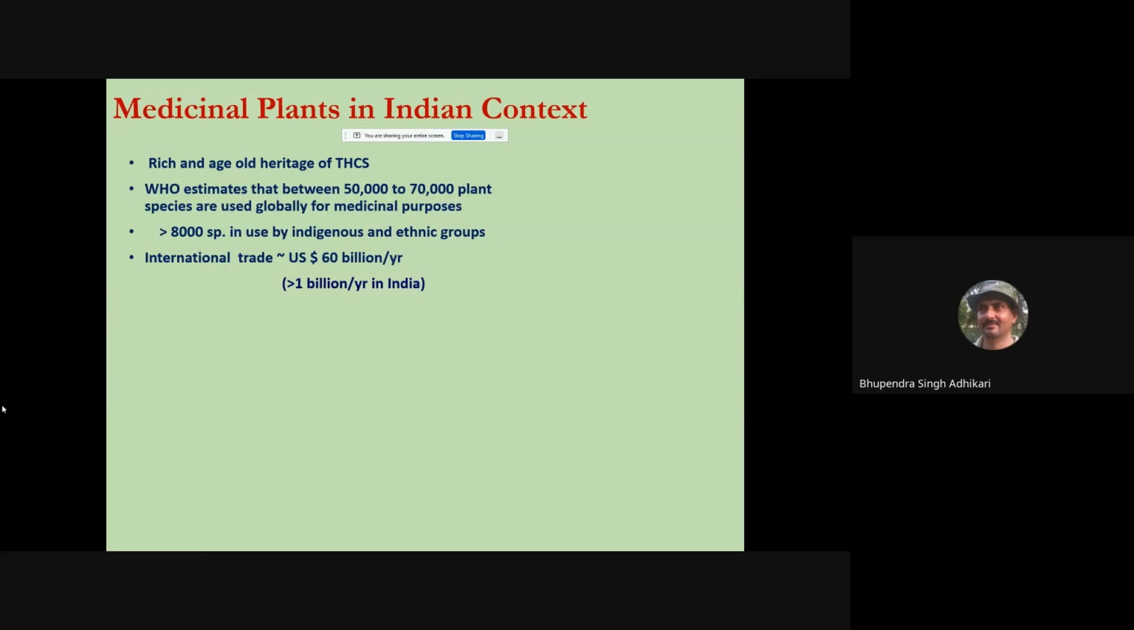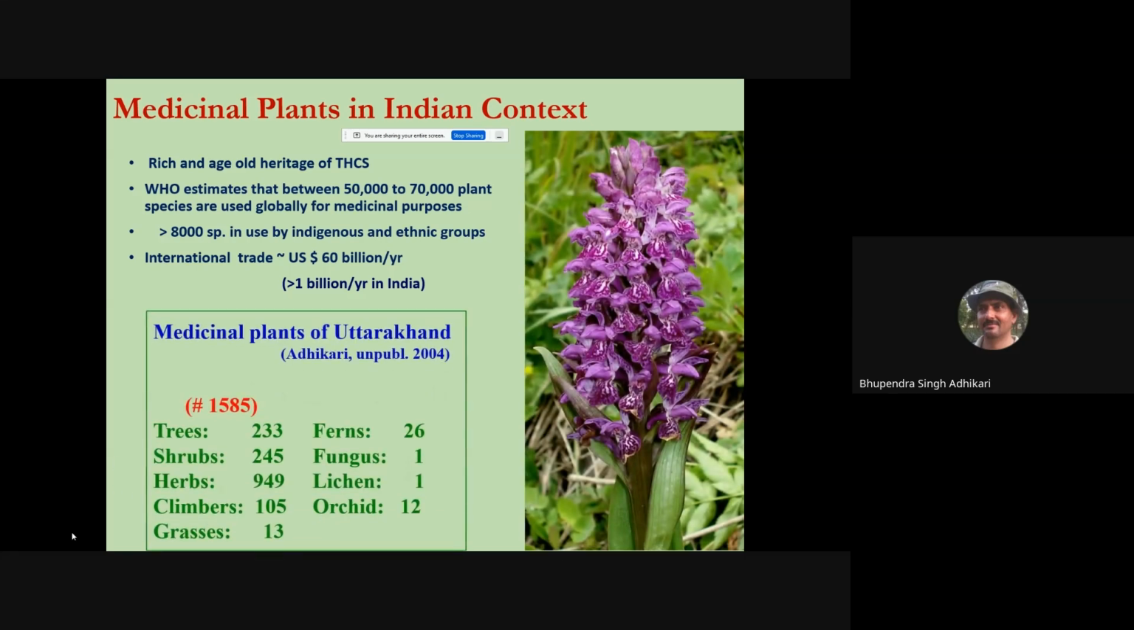When we talk about the traditional healthcare system, which is a rich and age-old heritage, it is estimated that between 50,000 to 70,000 plants are used for medicinal purposes. More than 800 species are in use by indigenous or ethnic communities. The international trade is about $60 billion a year, and in India it is slightly higher, about $1 billion. So when we talk about Uttarakhand medicinal plant diversity, in 2004 Samant et al.